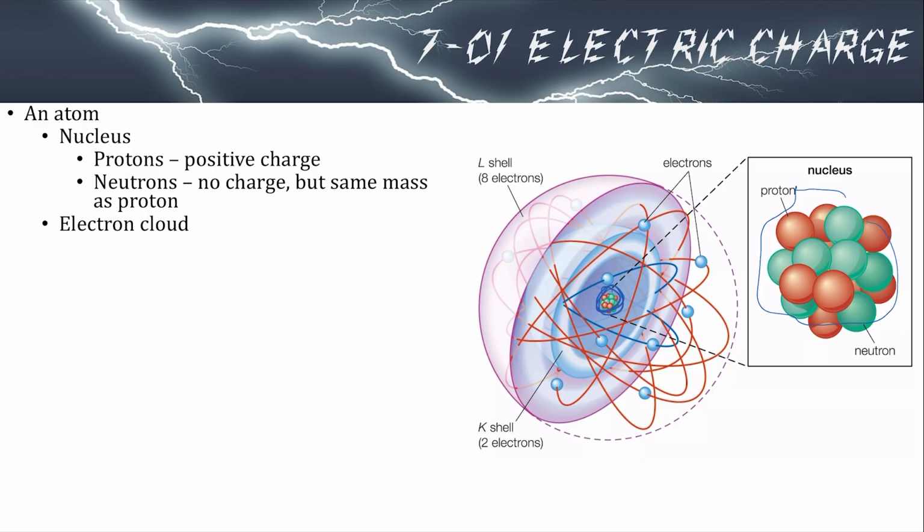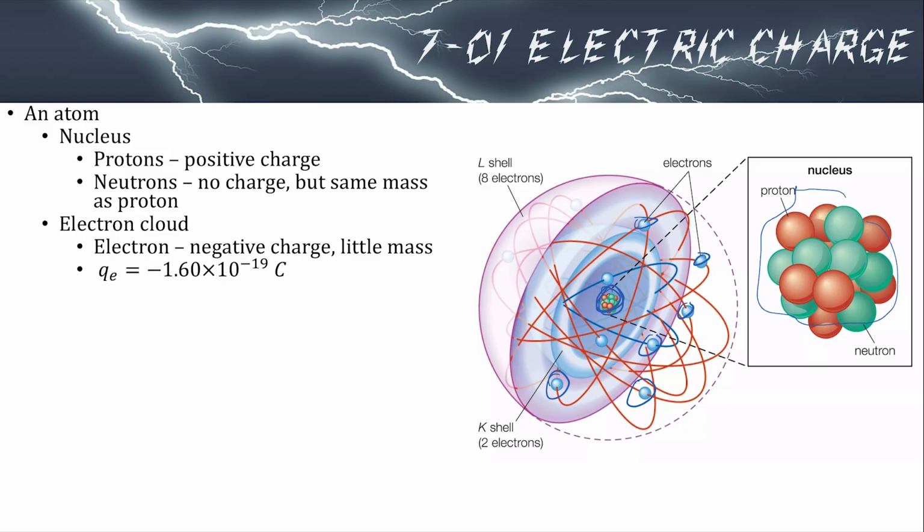Around the nucleus, we have the electron cloud. An electron has a negative charge, but very small mass. So these are all little electrons here, orbiting around in the different shells in the electron cloud.